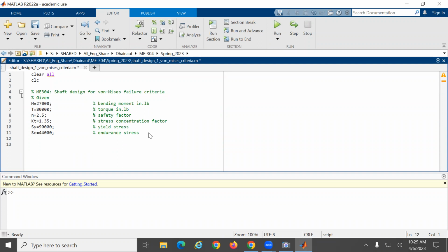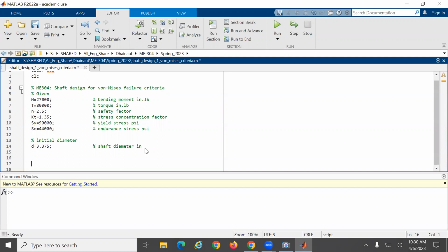What else should we have? Let me just jump one value. Let's say here, initial diameter. What was our initial diameter? 3.375. Okay. Let's say here, shaft diameter, in inches. If I wanted to be more detailed, I should have as well put PSI. Okay, leave a couple of spaces here, all right?